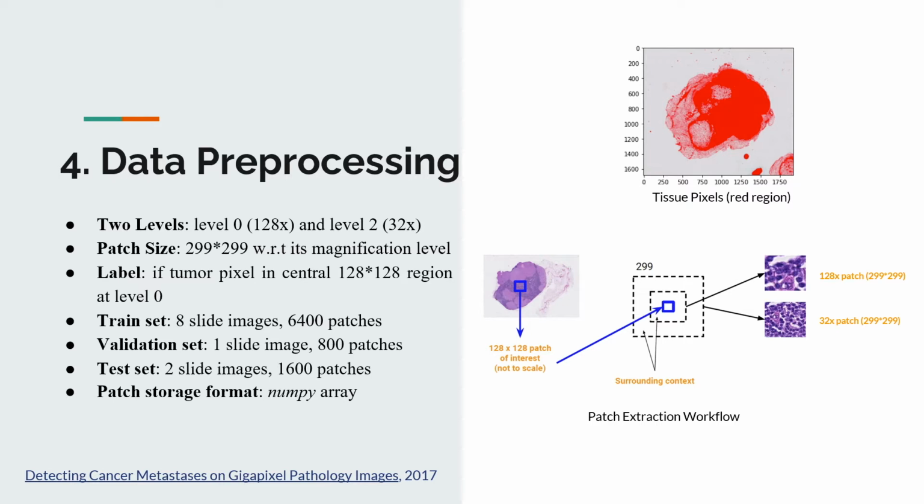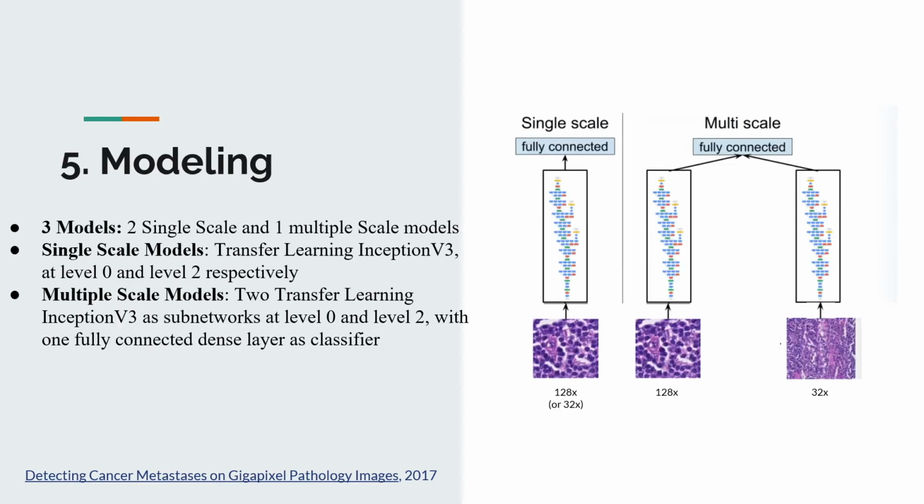For each level per slide image, I extracted 200 tumor patches and 200 normal patches for data balance. So the total number of patches at 2 levels for my entire dataset is 8,800, which includes 6,400 training patches, 800 validation patches, and 1,600 test patches. For the modeling part, I constructed 3 models, including 2 single-scale models at level 0 and level 2, and 1 multiple-scale model at level 0 and level 2.